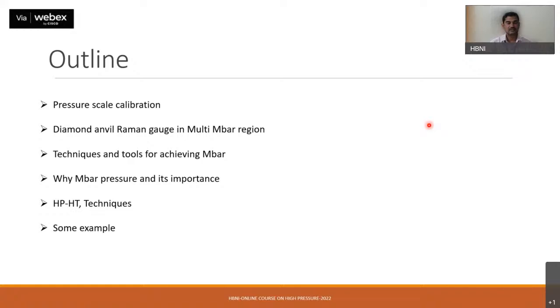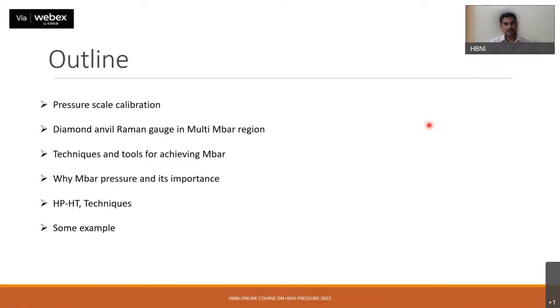So, in this hour, I will try to cover the pressure scale calibration in the higher pressure region, then the diamond anvil Raman gauge in the multi-megabar region, and I will try to give you updates on these. And I will try to summarize the techniques and tools for achieving pressures in the megabar region, and then why we want to pursue this kind of pressures.